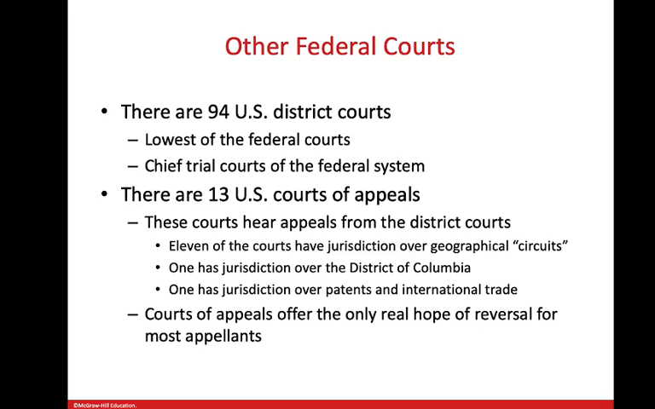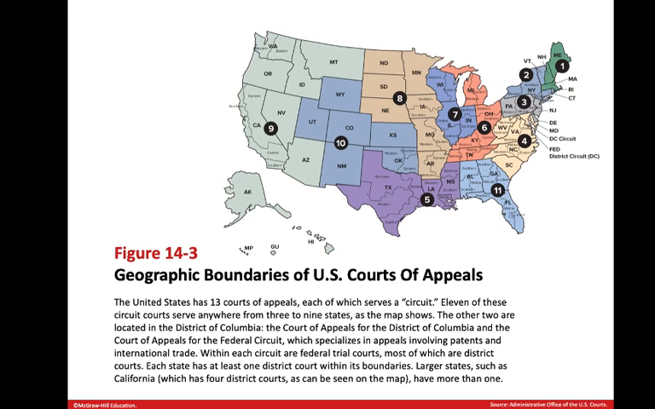The courts of appeals offer the only real hope of reversal for most appellants. Appellants would be people who appeal their case to the higher court. So this shows you geographic boundaries of the U.S. courts of appeals. For example, when you say the First Circuit Court of Appeals, that would include Maine, Massachusetts, Rhode Island, and New Hampshire.